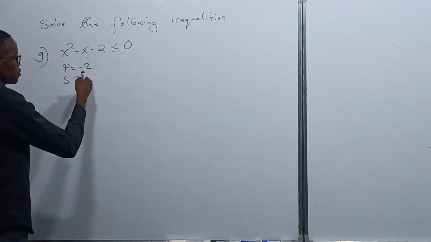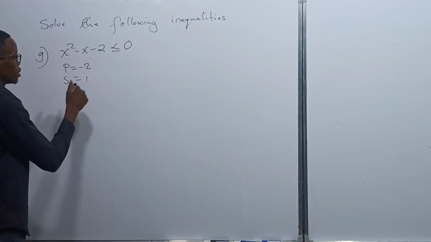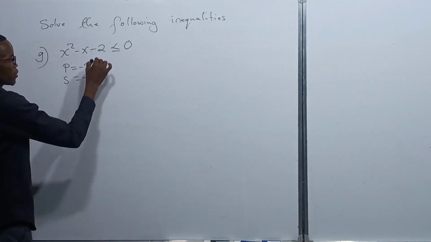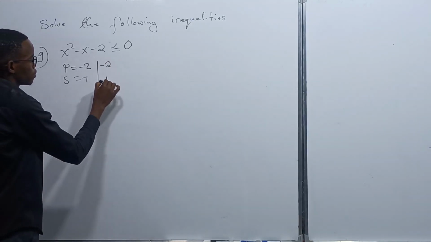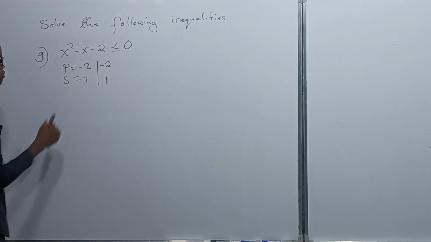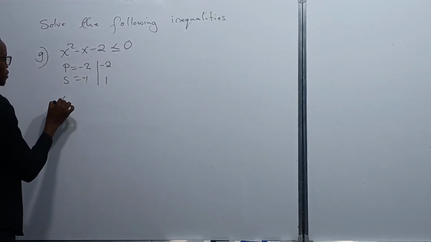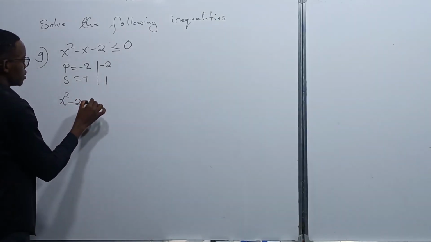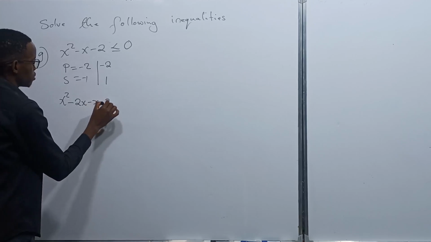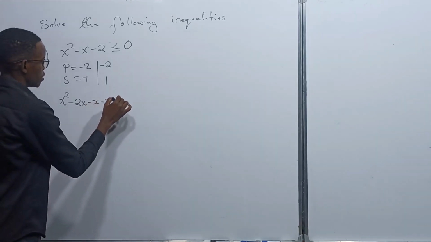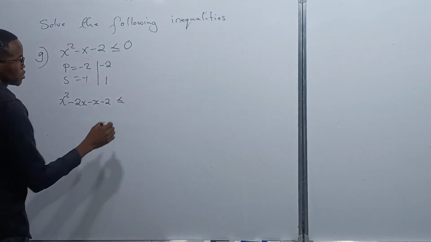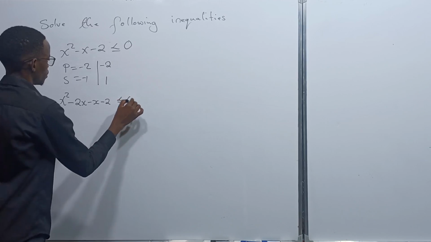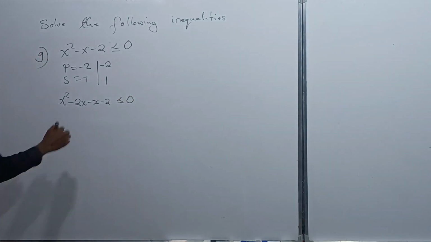So the two numbers, when you multiply, give us negative 2, and when we add them, give us negative 1. We have negative 2 and 1. So the inequality that we have on top can be written as follows: x squared minus 2x plus x minus 2 less than or equal to 0.